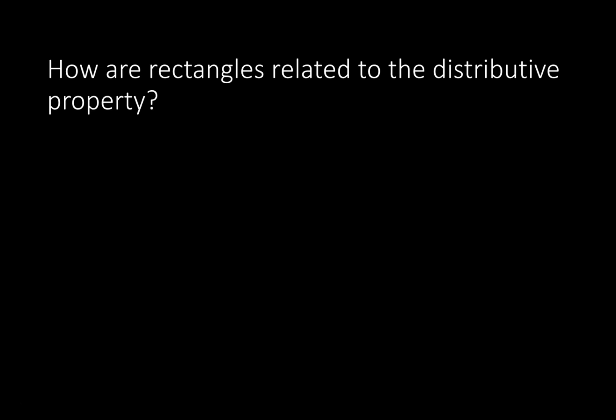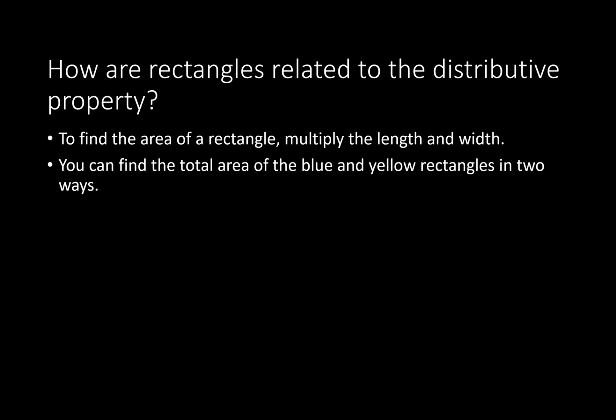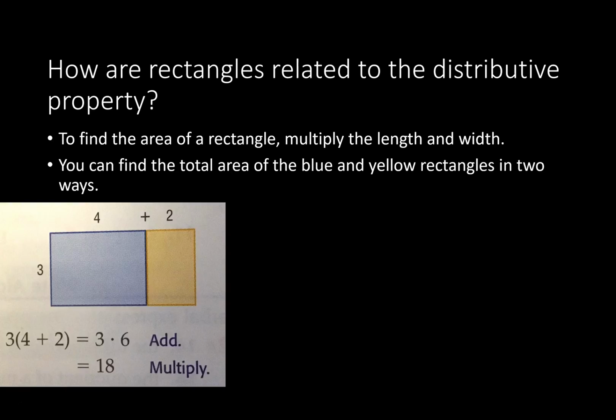All right, so here's how this would look with a rectangular model. It's just a visual illustration of it. Some people love it, some people don't. I'm a visual learner, therefore I love it, so I show it to you guys. So to find the area of a rectangle, you multiply length and width. So you can find the total area of these two rectangles, a blue and a yellow one, in 2 different ways. So I have a blue rectangle and a yellow rectangle.